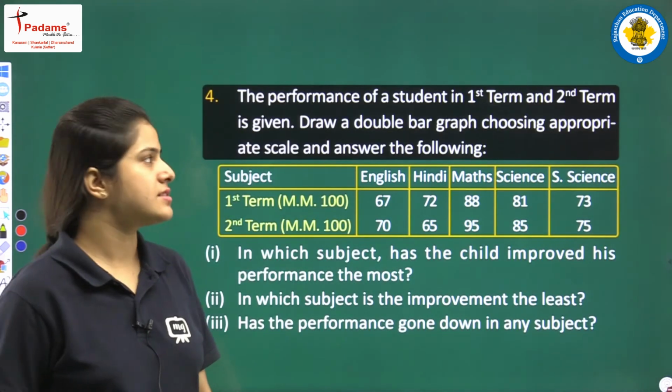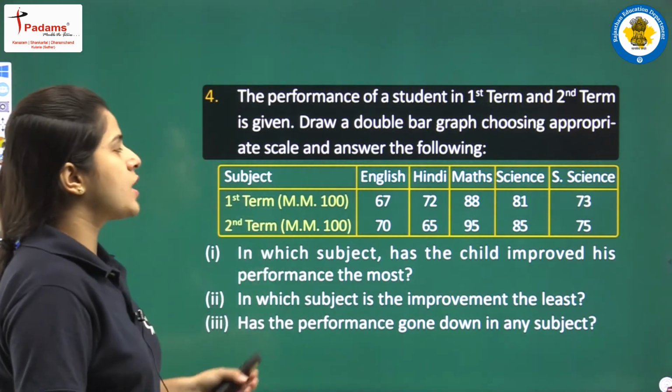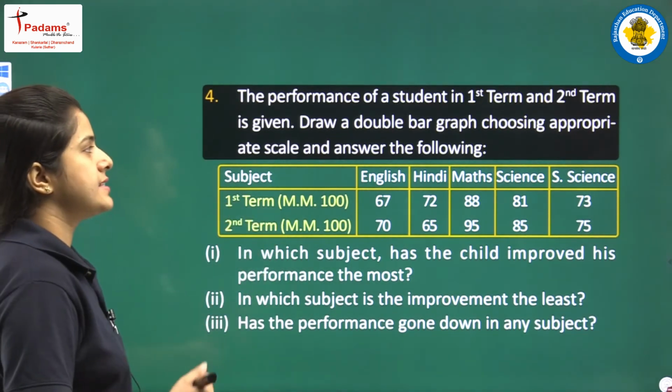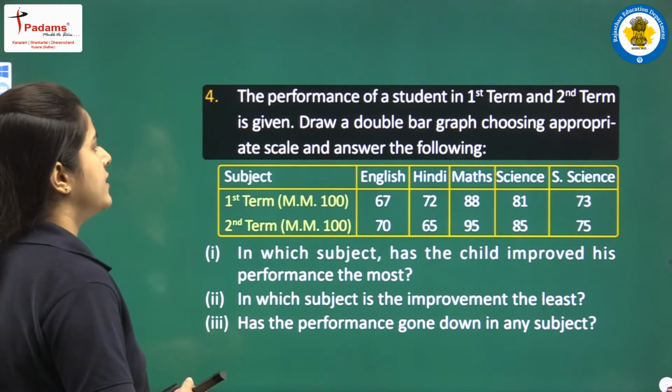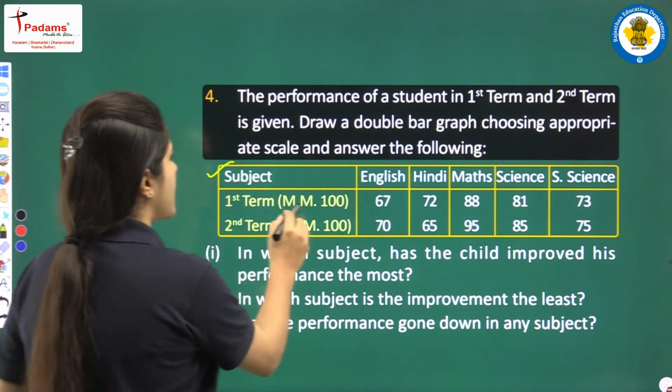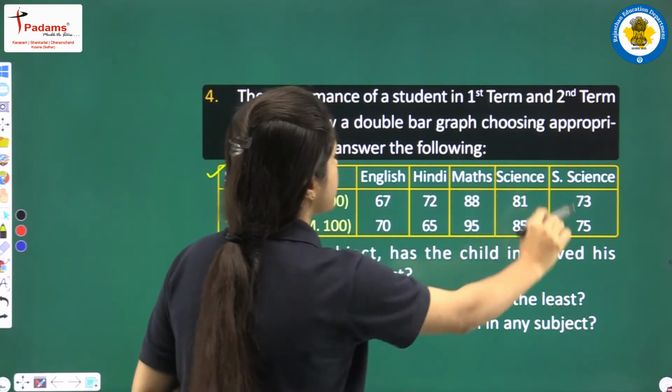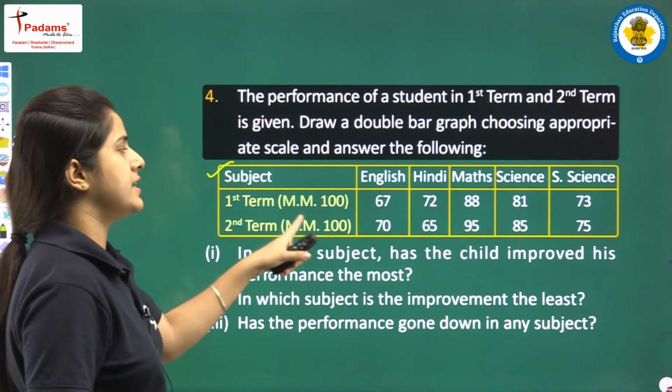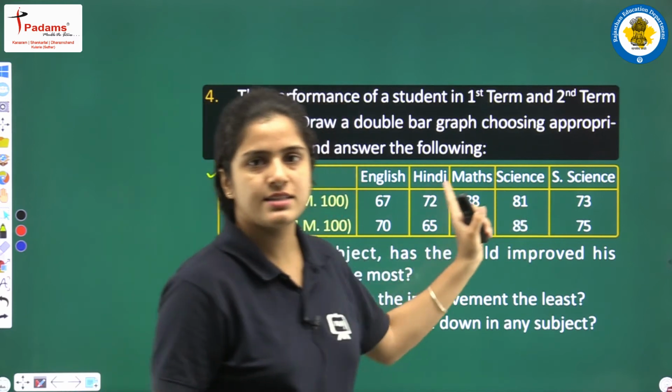Next question students. The performance of a student in first term and second term is given. This is the performance of one single student. In the first term, he is getting these marks in different subjects, and in the second term, he is getting these marks in these subjects.